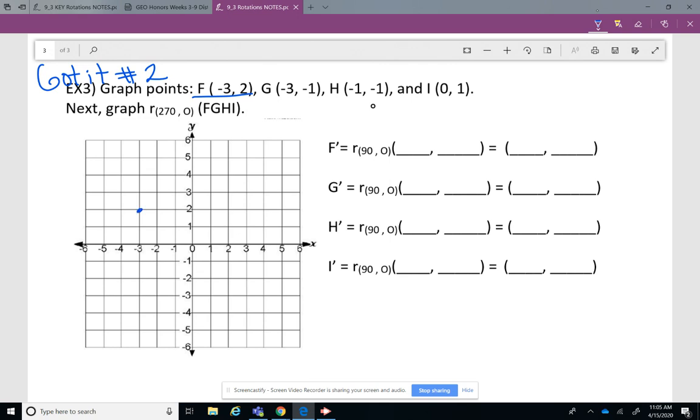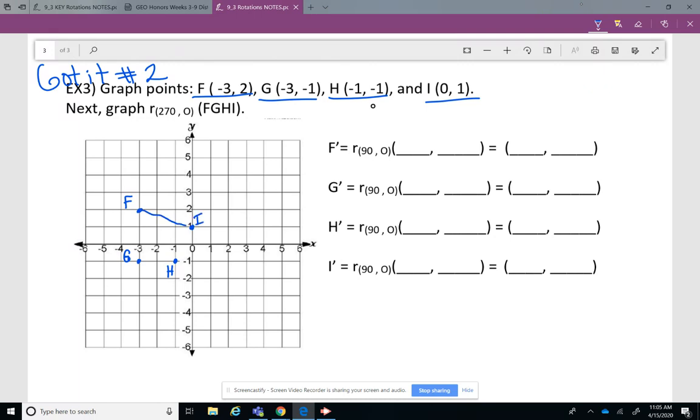And that is F. And G is negative 3, negative 1. And H is negative 1, negative 1. And I is 0, 1.